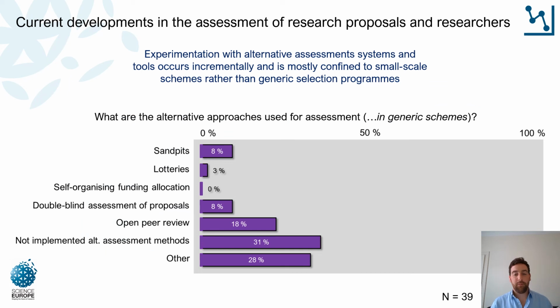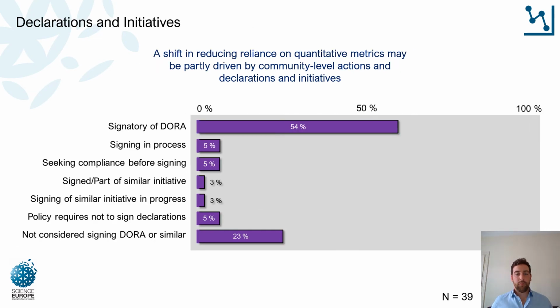In the face of numerous common challenges, a number of adaptations to processes are described by research organisations. However, alternative assessment processes in major generic schemes are uncommon and mostly confined to small-scale and pilot schemes. Changes to generic programmes tend to be minor and incremental. We see the effects of community-level initiatives as a driving force for some of the current developments in assessment processes. Taking the San Francisco Declaration on Research Assessment as an example, over half of the responding organisations are signatories, with others reporting signing other similar initiatives or being in the process of gaining compliance prior to signing.